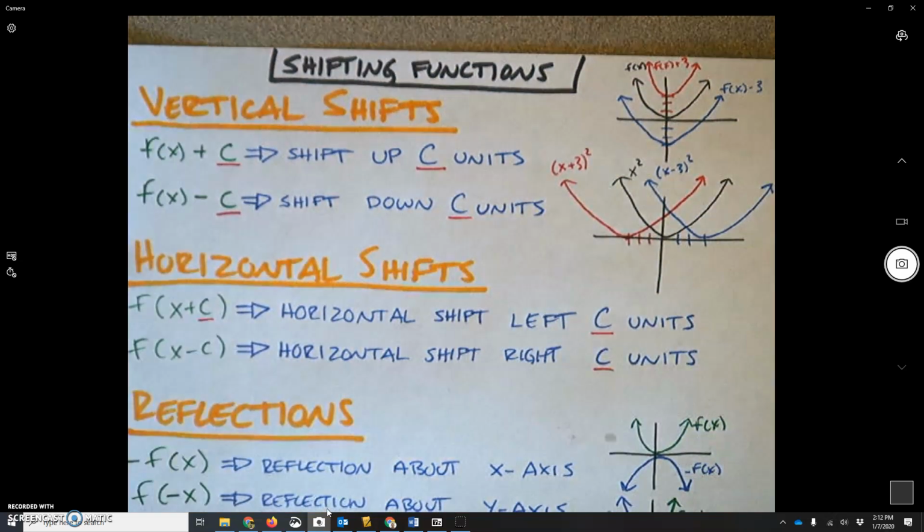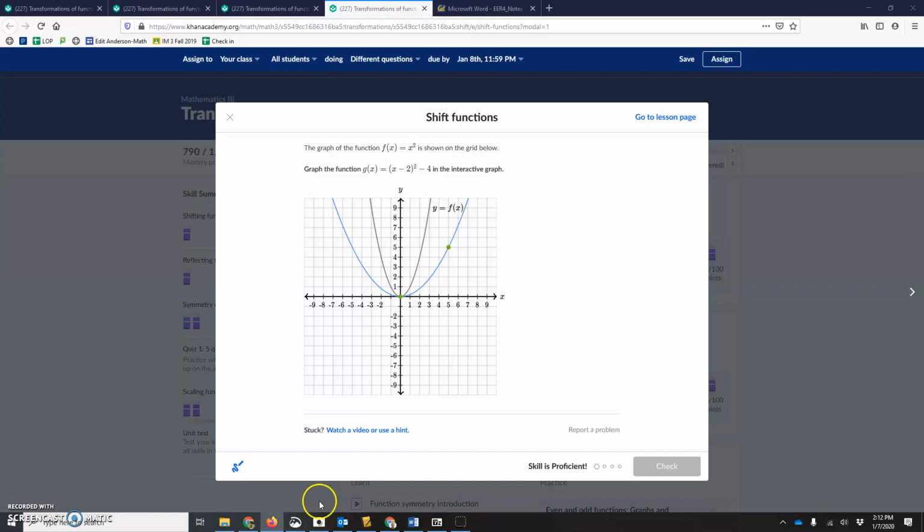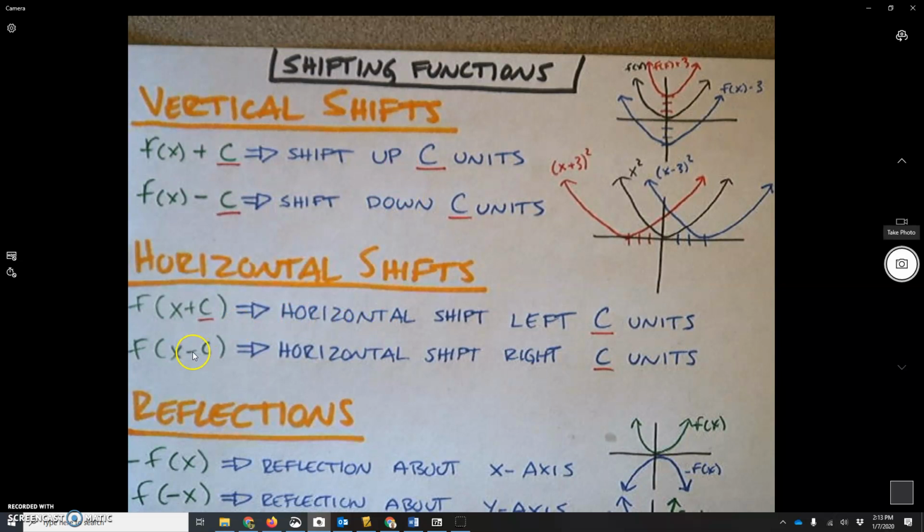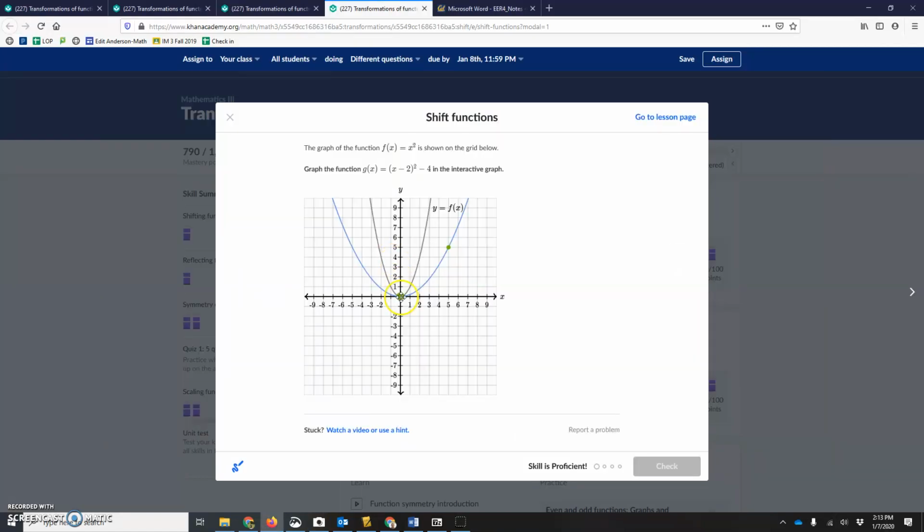So let's look at our first question again. So we have x squared, and then inside our parentheses we have x minus 2. So going back to our rules down here, minus some number, it's 2, it's going to shift it right 2 units. So our vertex will shift to the right 2 units.